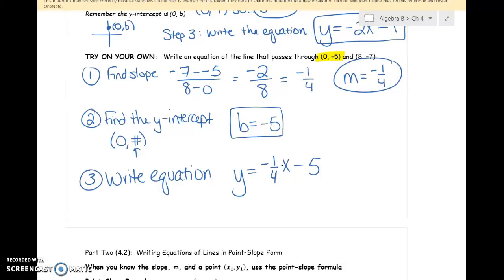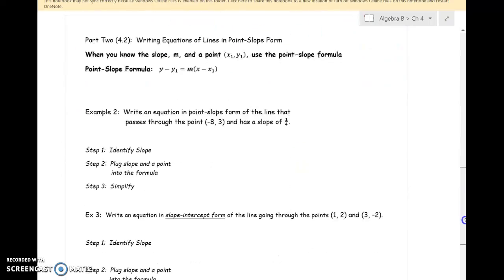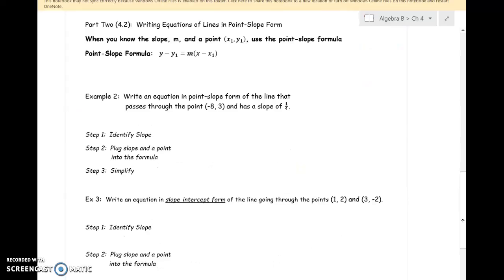Okay, let's turn to the back and let's learn about point-slope form. Review point-slope form. I know that you talked about this last year. Point-slope form is called point-slope form because it uses a point and the slope. When you know the slope m and a point x1, y1, we use the point-slope formula.